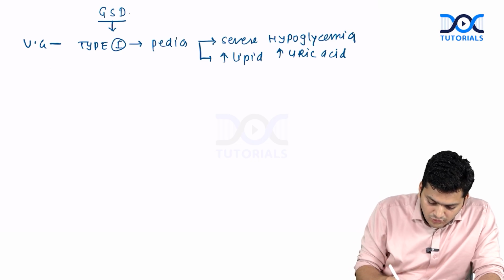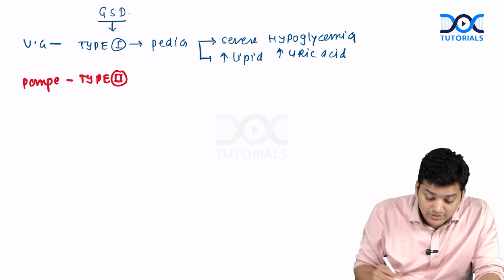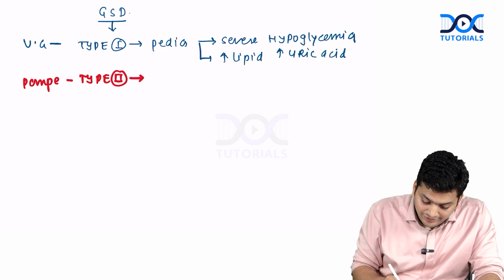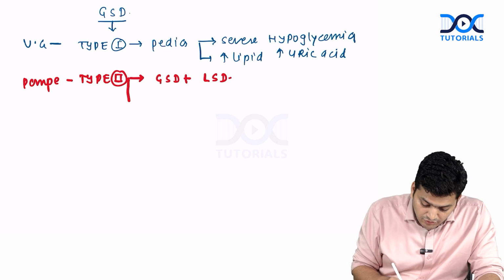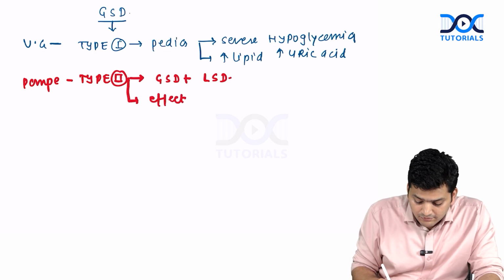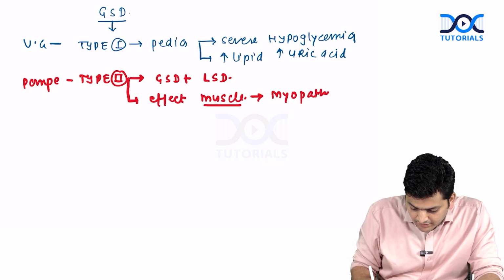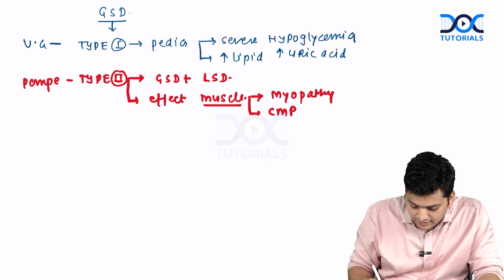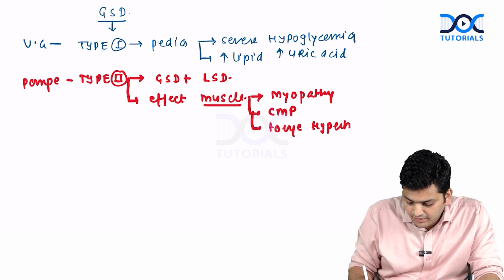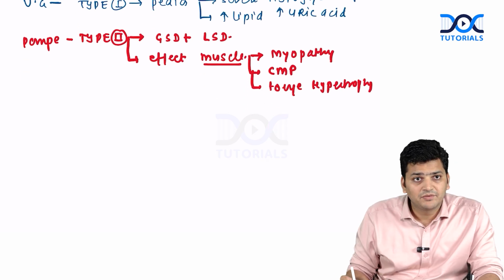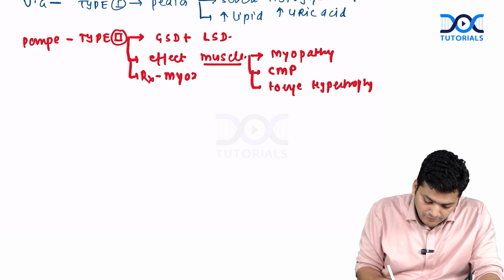Then we have discussed type 2, that is called Pompe. In Pompe disease, it is going to affect the muscle. It is a glycogen storage disease, and at the same time it is a lysosomal storage disease also. The patient is going to have myopathy. It is also going to affect the cardiac muscle, the cardiomyopathy. There is going to be tongue hypertrophy. So basically, there is going to be a problem with the muscles. And for the treatment, you will give myozyme, right? The enzyme replacement therapy you will do.